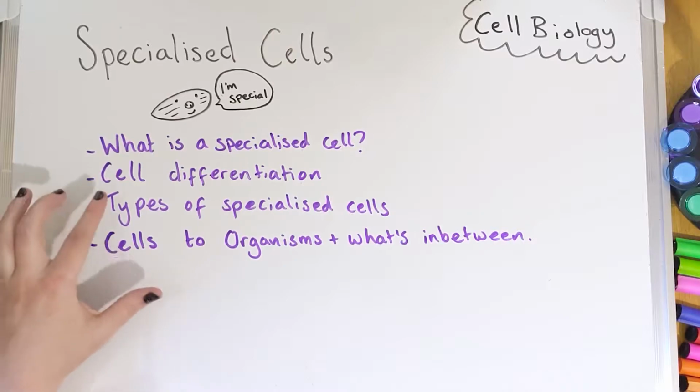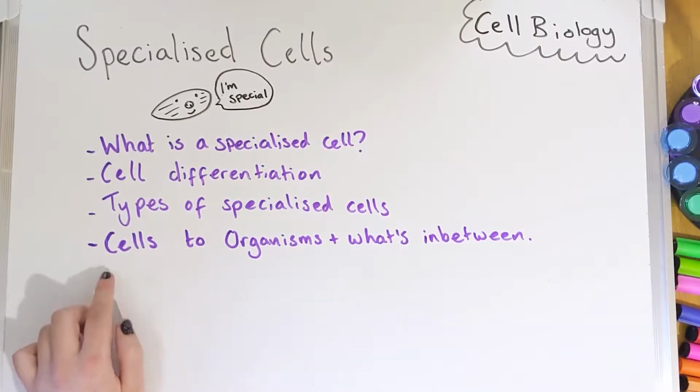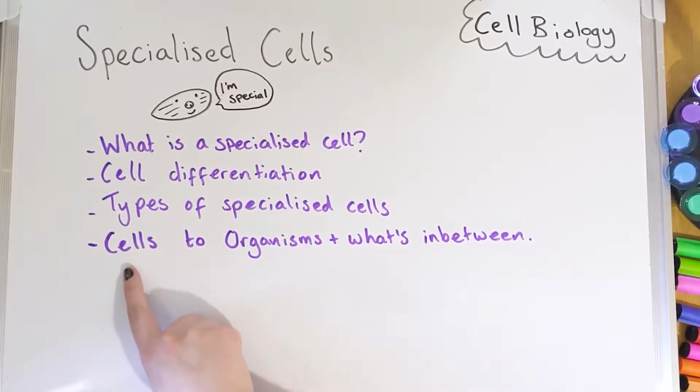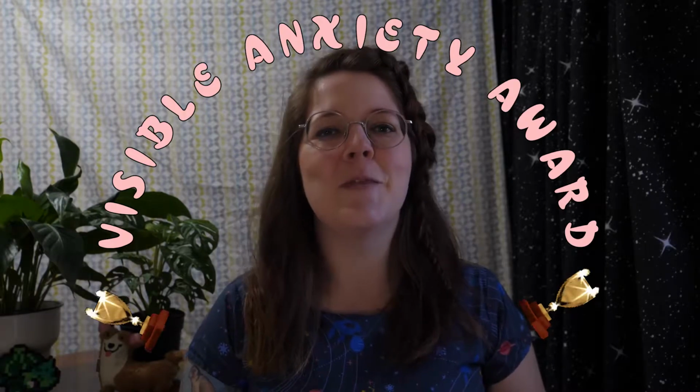Hi everyone, welcome back. We're carrying on with cell biology today, looking at specialised cells. We're going to be covering what specialised cells are, the process called cell differentiation where specialised cells form, the types of specialised cells in plants and animals, and then looking at going from the smallest part of the living thing, the cells, all the way up to an organism and everything that's in between. So as always, grab some paper, grab some pens and follow along with me.